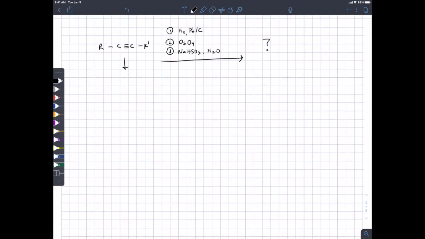Well, we would know that, I'm sorry, and I should have put, instead of palladium on carbon, I should have written Lindlar catalyst. We would know that the Lindlar catalyst would give us the cis olefin. Then osmium tetroxide does what? Anybody remember? That was last time.